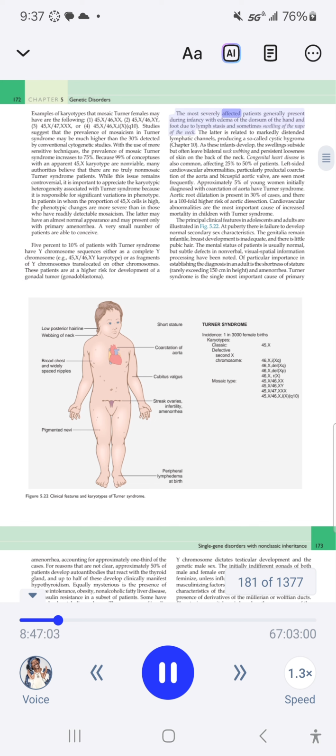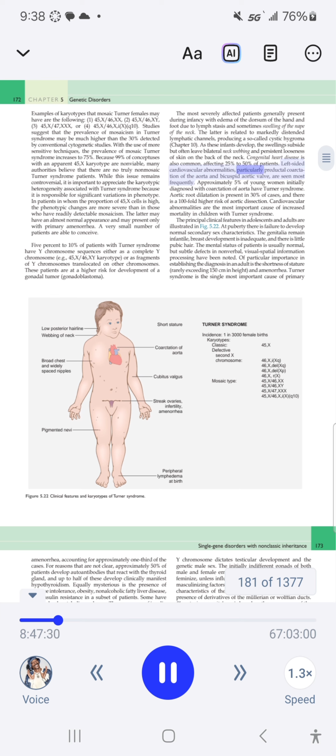The most severely affected patients generally present during infancy with edema of the dorsum of the hand and foot due to lymph stasis, and sometimes swelling of the nape of the neck. The latter is related to markedly distended lymphatic channels, producing a so-called cystic hygroma, Chapter 10. As these infants develop, the swellings subside but often leave bilateral neck webbing and persistent looseness of skin on the back of the neck. Congenital heart disease is also common, affecting 25% to 50% of patients.